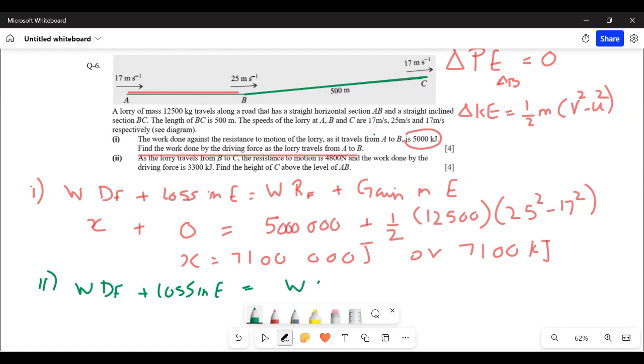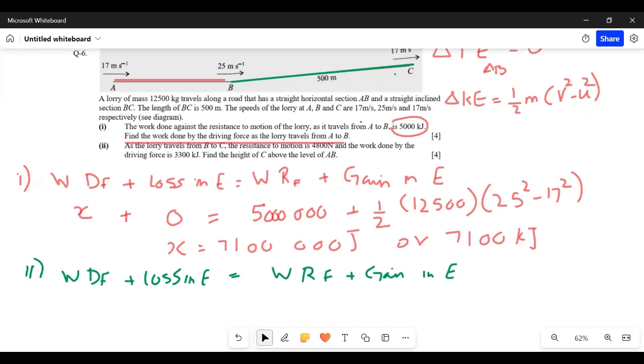Work done by driving force plus loss in energy is equal to work done by resisting force plus gain in energy. Okay, work done by driving force is given, it's 3300 kilojoules. So 3300 and then 3 zeros.